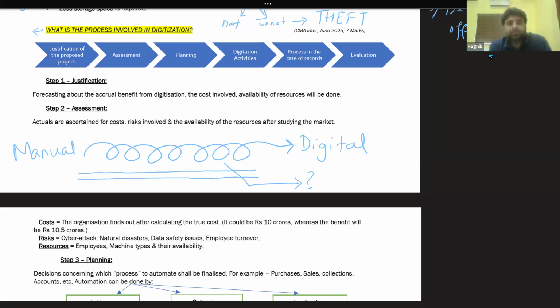This is what they're asking. What is the process involved? There are almost like 6 steps involved, and for quick understanding purposes, I have mentioned it here: justification of the proposed project, assessment, planning, digitization activities, process in the care of records, and then evaluation. These 6 steps will be involved.